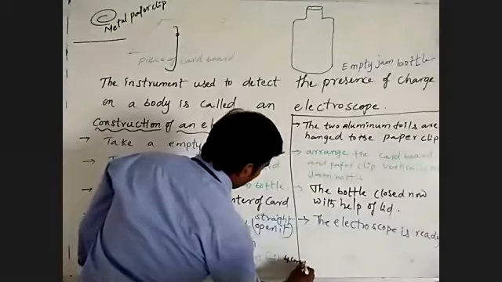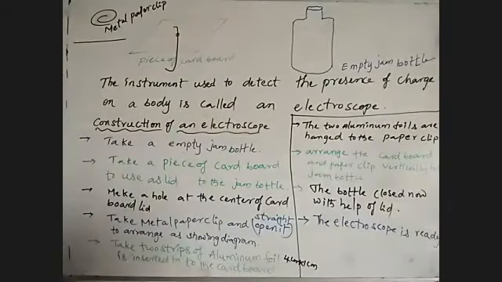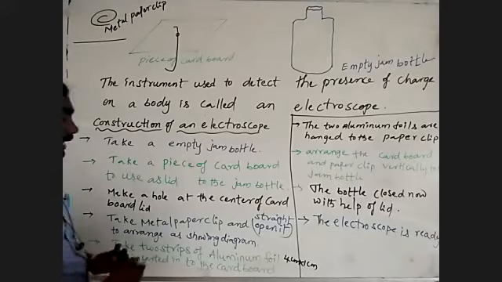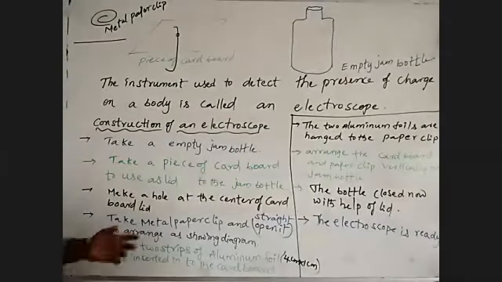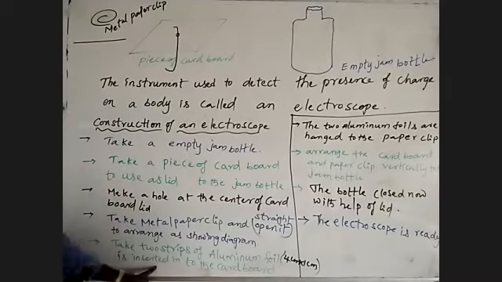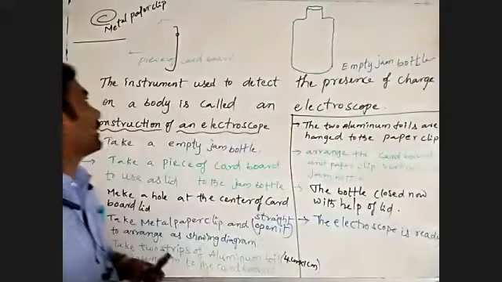Four centimeter into 1 centimeter. Length 4 centimeter, breadth 1 centimeter. Take 2 strips of aluminum foil, 4 centimeter into 1 centimeter, inserted into the cardboard. Where we inserted into the cardboard, the 2 aluminum foils are hanged to the paper clip.